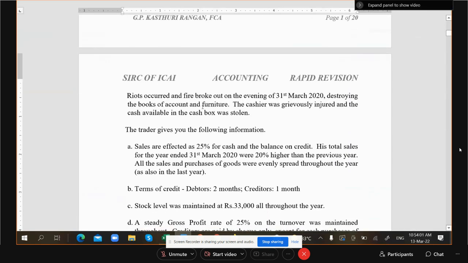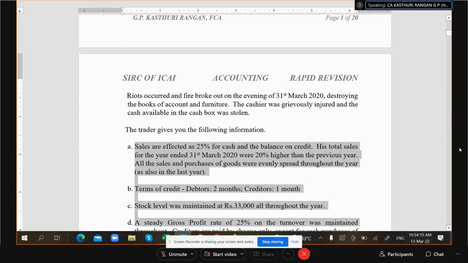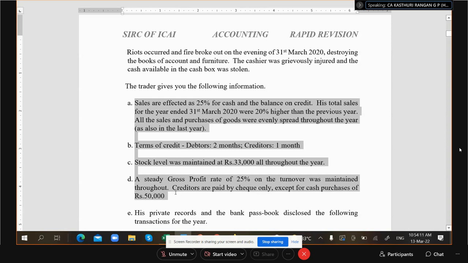Now come to the adjustment. All these are information. Later we will make use of that. Now see, this is a very, very important one. All these 4 data is important to calculate sales and purchase. Read it carefully. Sales are effected as 25% cash, balance on credit. What is the meaning? If the total sales is 100, cash sales is 25, credit sales is 75. Clear? But what is the sales? That we do not know.